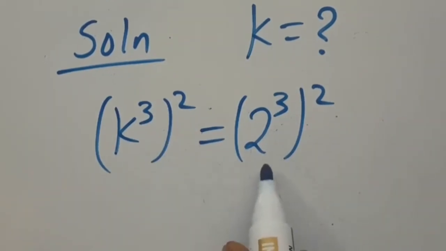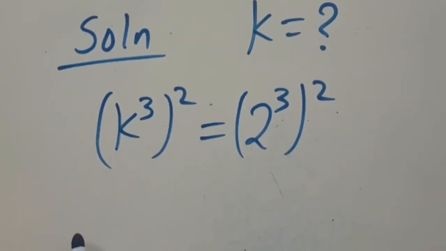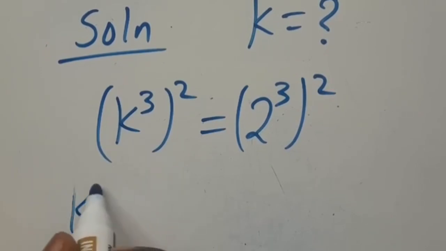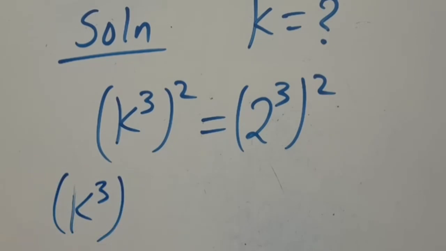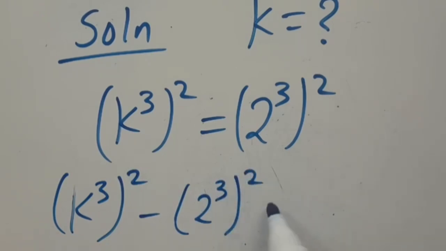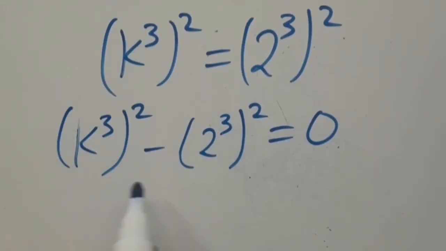So from here, let's take the whole expression to the other side. So we are going to have k to the power of 3, all in bracket, to the power of 2, minus 2 to the power of 3, all in bracket, to the power of 2. Then let's set everything to be equal to 0. This is the difference of two squares.